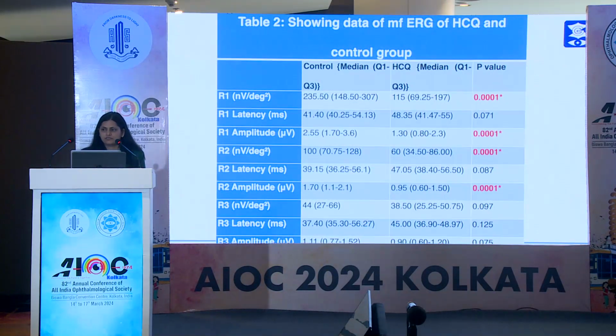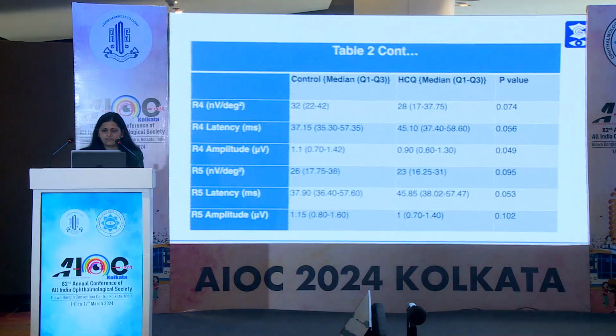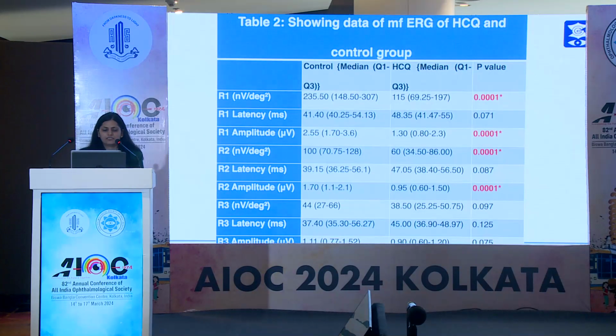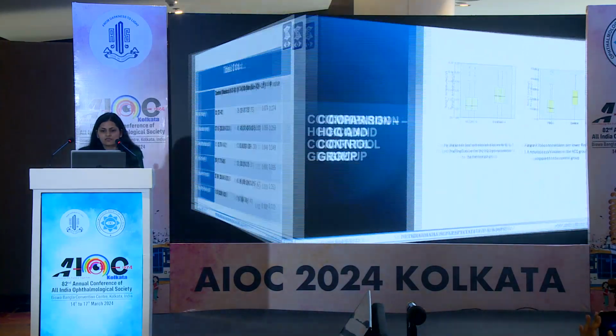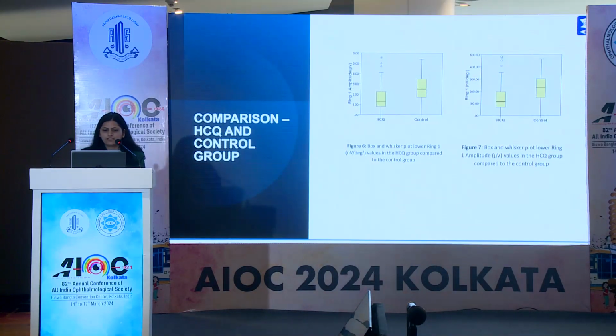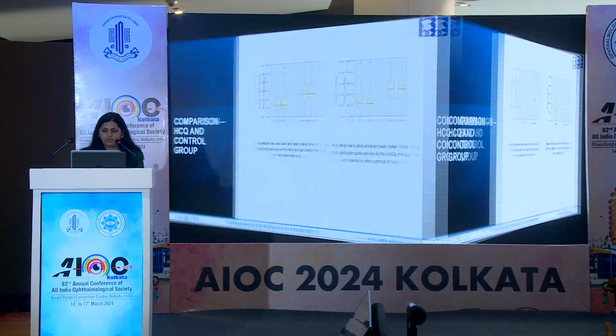And as we can see from the results, there was a statistically significant decrease in ring amplitude density in rings 1 and 2, while the peripheral ring results were comparable with the control group. There was an increase in implicit time, but it was not statistically significant. Similar results can be interpreted on the box and whisker plot.